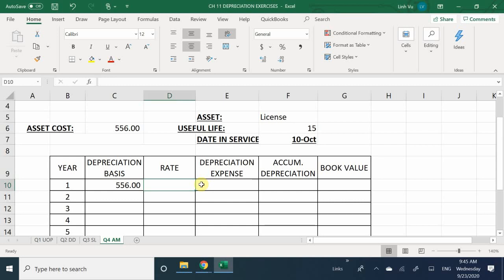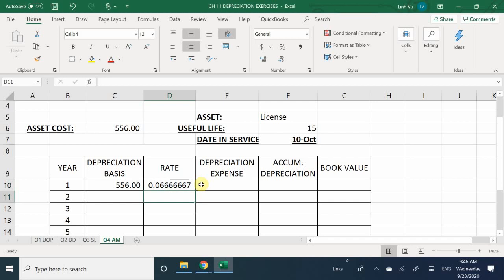What about the rate? What's my rate going to be? It's 1 divided by its estimated useful life, which is 15, not 12. Correct, because we're applying the concepts from straight line for amortization. So it's going to be 1 over 15, which is this long number here.